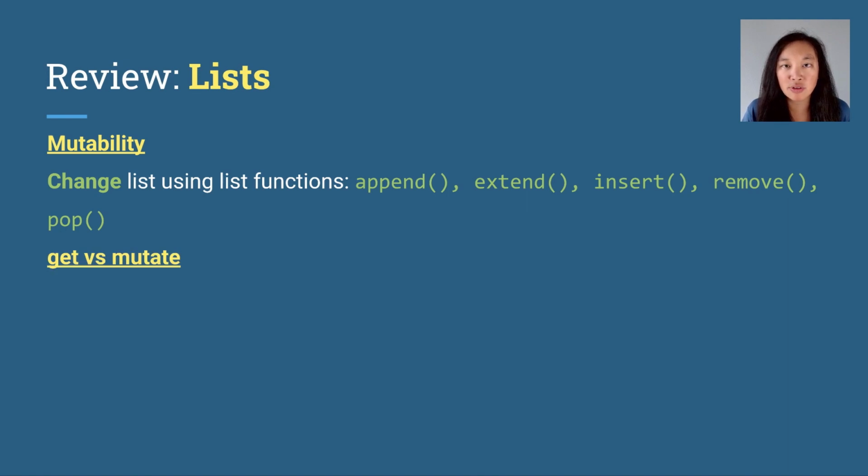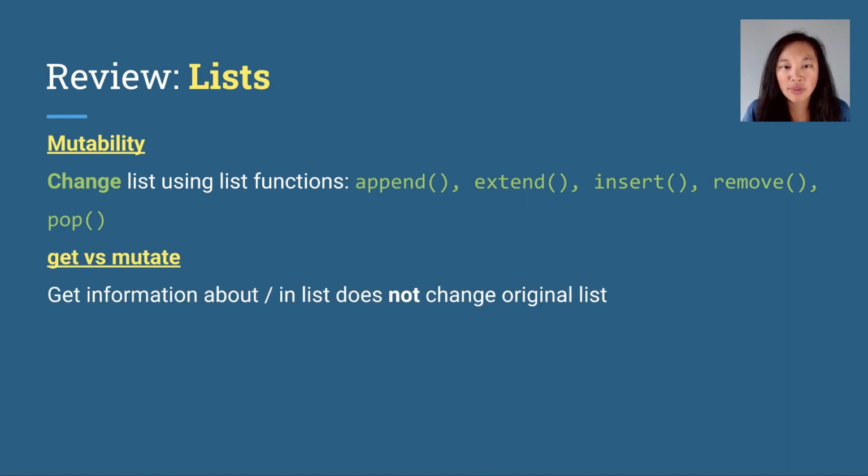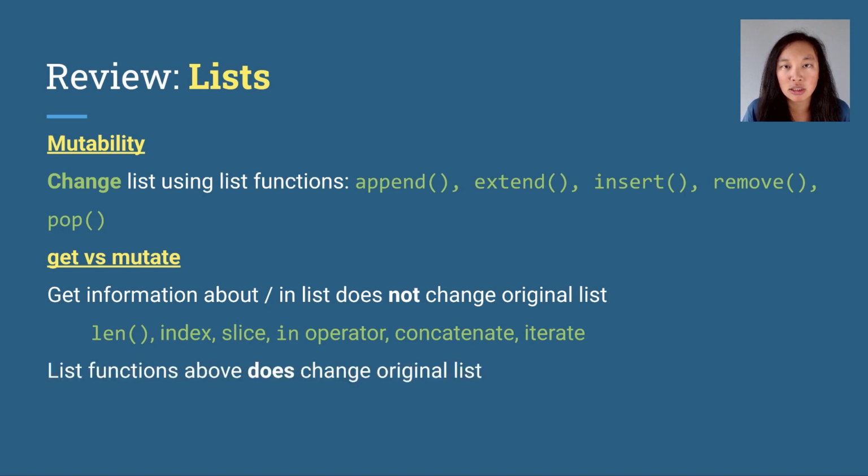We talked about the difference between get and mutate, and getting information about the items in the list does not change the original list. So we talked again about length, index, slice, the in operator, concatenating and iterating over lists. These are things that get information about the list or get items from the list that do not change the list. Now, the list functions above, append, extend, insert, remove, and pop, do change the original list.